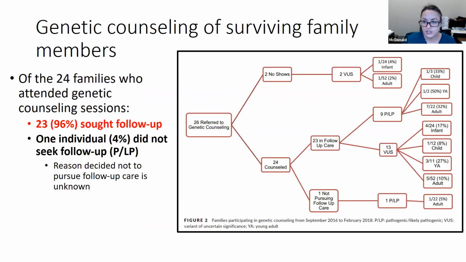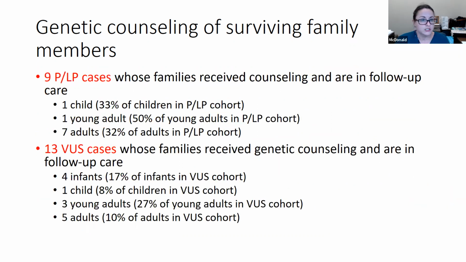So this is just a chart showing the results of the genetic testing. Of the 24 families who attended the genetic counseling session, 23 saw follow-up, 1 did not. The reason for that is unknown. There were 9 pathogenic cases whose families received counseling and are now in follow-up. This included 1 child, 1 young adult, 7 adults.